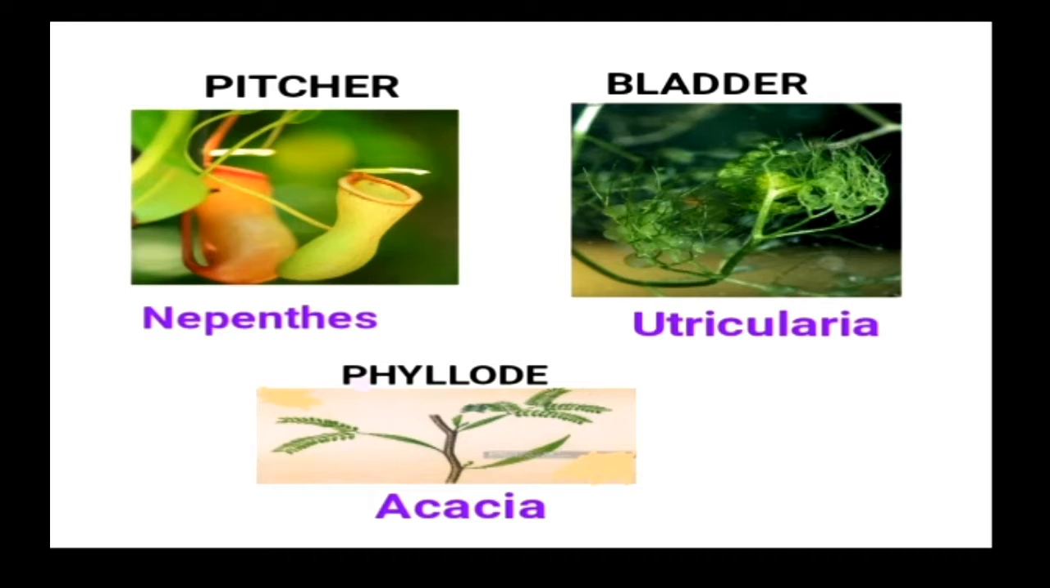Then in the case of Utricularia, the leaves are very much segmented. Some of the segments are modified into bladders. The opening of the bladder is guarded by a valve. Some aquatic animals which enter the bladder are unable to come out. Utricularia is a floating hydrophyte.